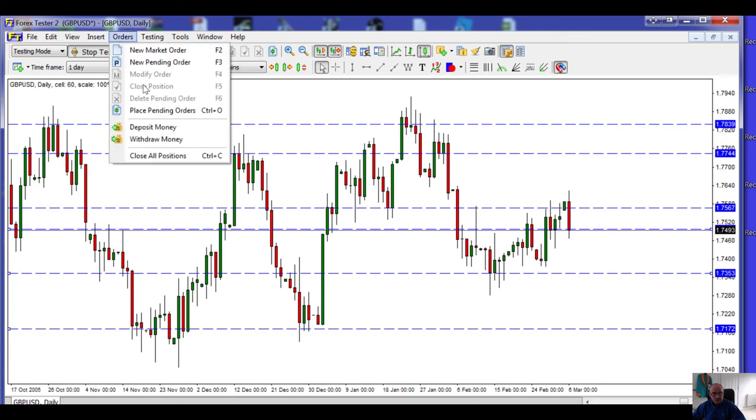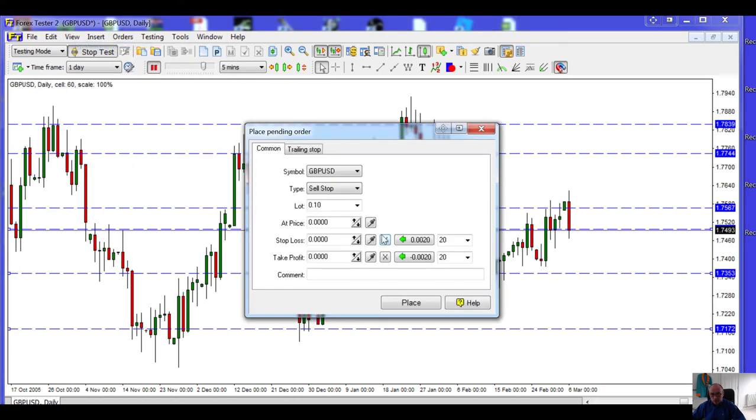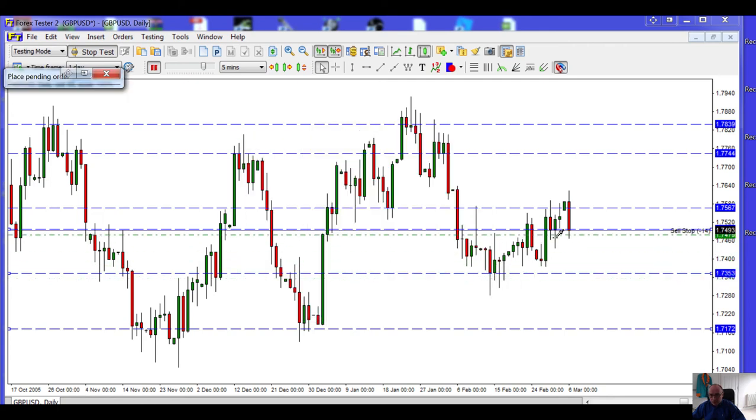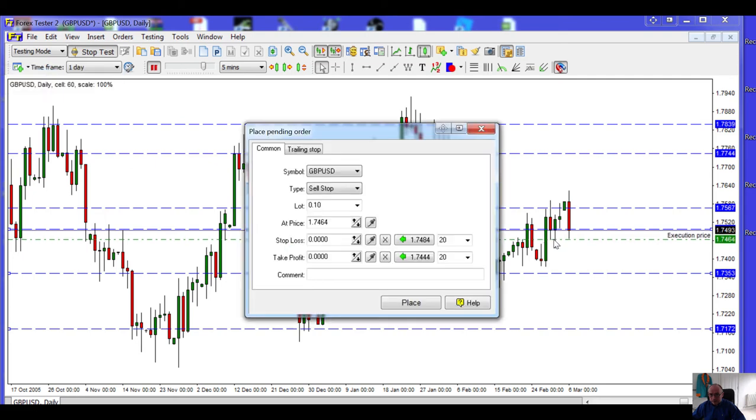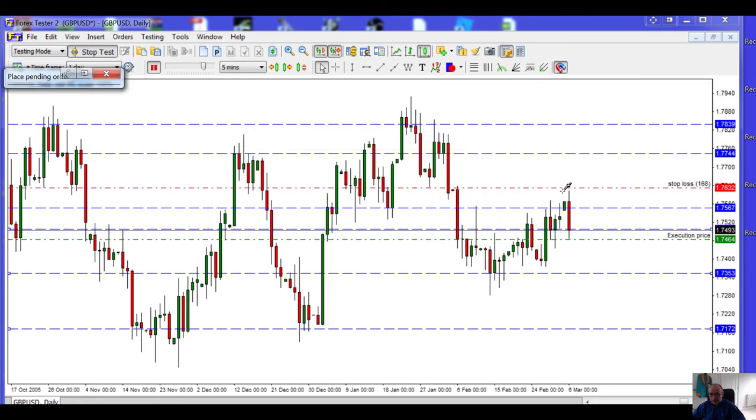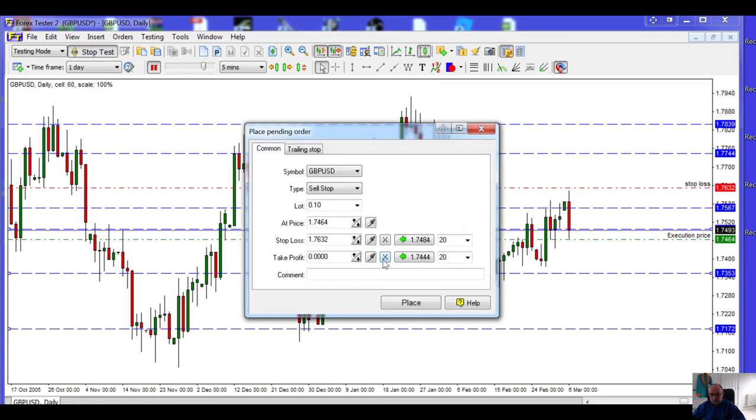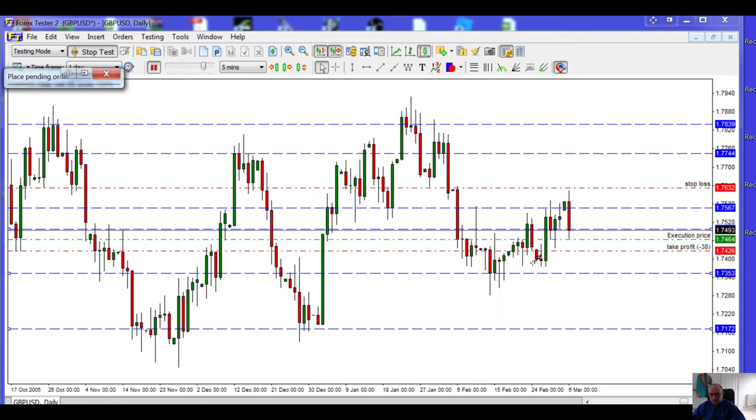Let's have a look here. I took the pending order, new pending order, and we're going to do a sell stop, and we'll place the sell stop below this engulfing candle by 5 pips. We'll place the stop loss above by 5 pips, and we'll do the take profit target back down at this support. Now this is the first take profit target.